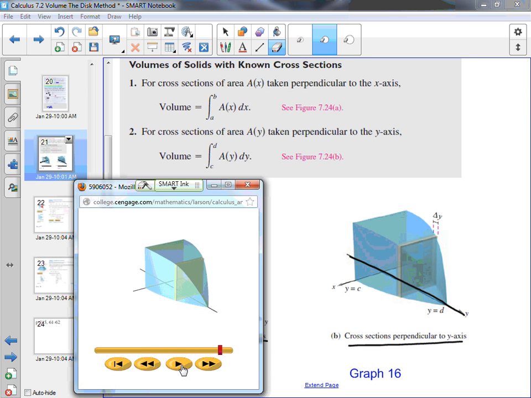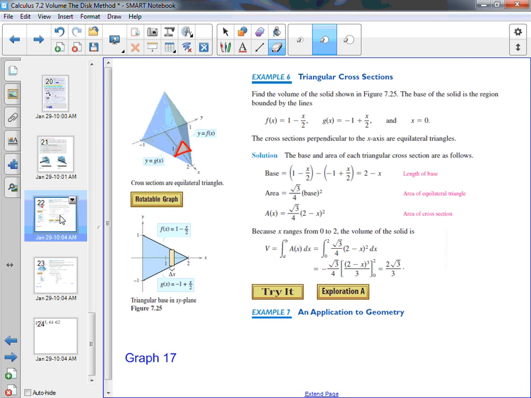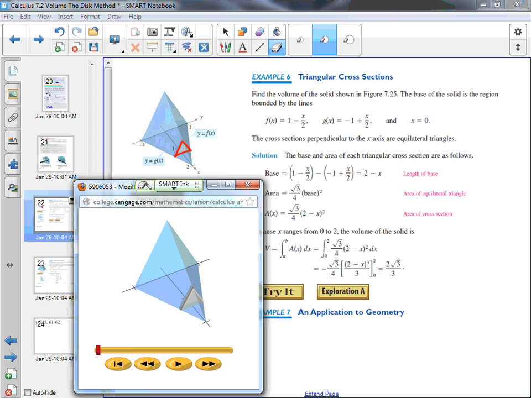Those cross sections are rectangles. Let's see what's the next one. These cross sections are triangles. At least you see different views of it, but that's about it. I really wish that they would have been able to start with this, because if you graph all this that you see over here, that gives you that shape. Let's see, I need to move back over here.